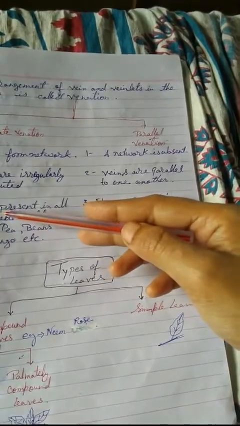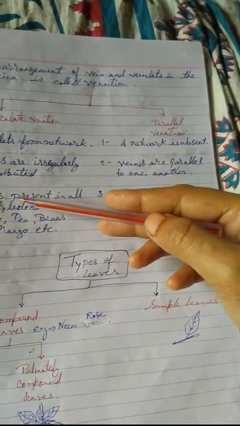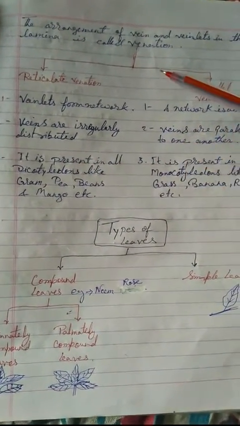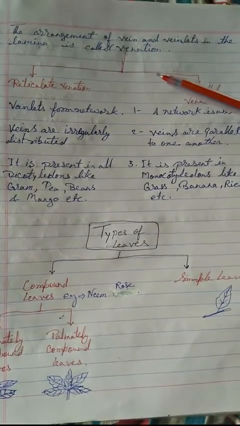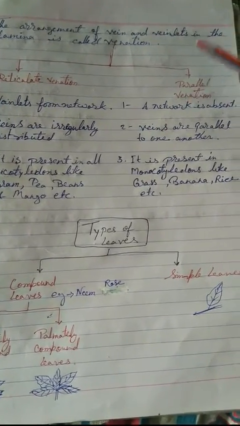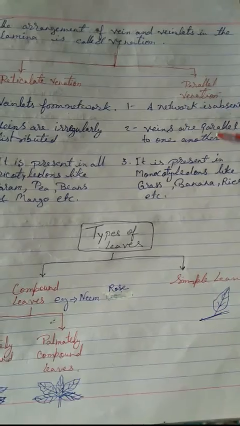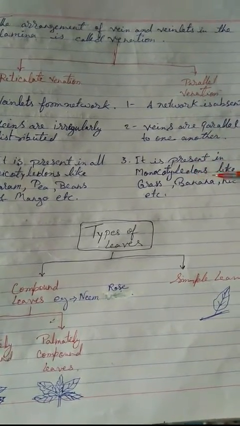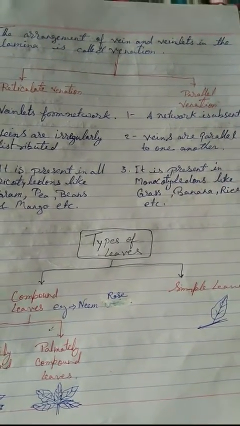Third, reticulate venation. It is present in all dicotyledonous plants like gram, peas, beans, mango, etc. Parallel venation is present in monocotyledonous plants like grass, banana, rice, etc.